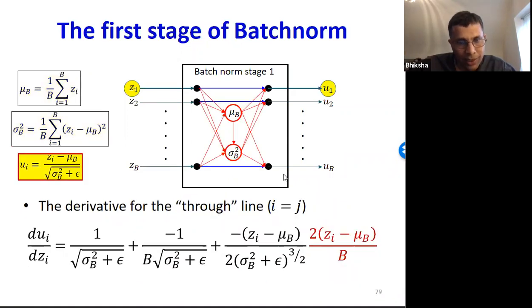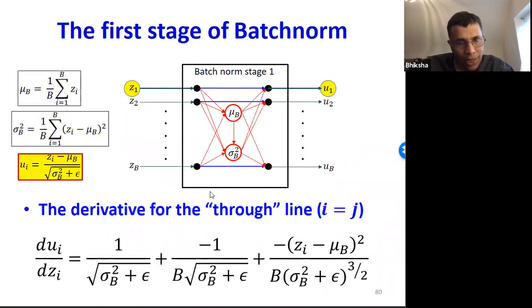I can plug it here. I'm not actually going to spend a lot of time on going through the details, but there's a very interesting little point that comes out of all of this. Let me sort of compact it all. And this is the derivative for the through line. The derivative of any given ui with respect to Zi, which also has the direct line, right?